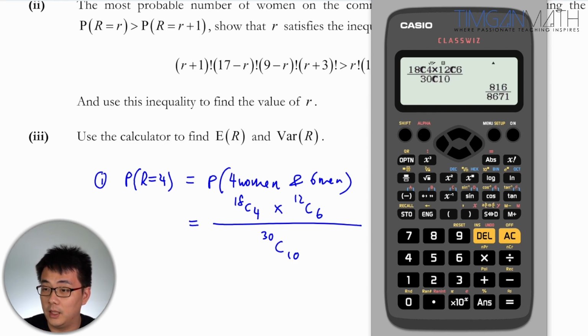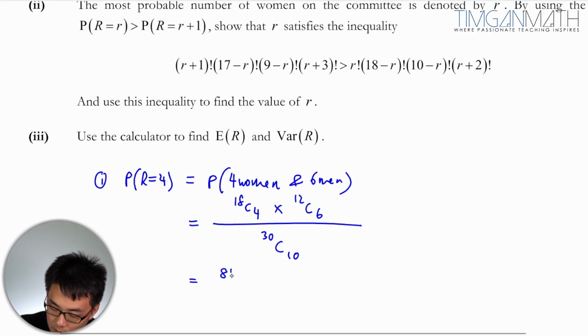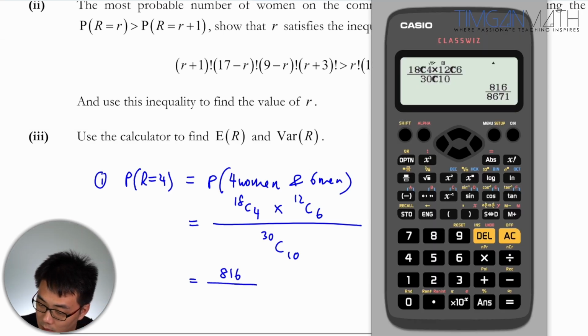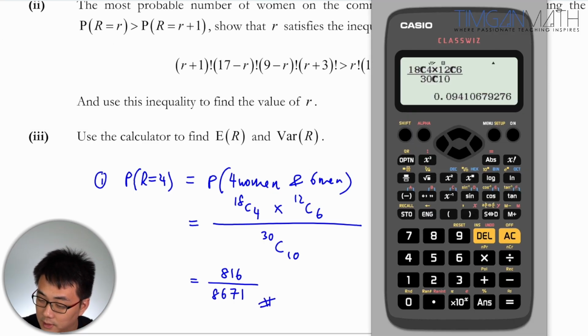Okay, there will be 816. Maybe I'll just write this. I'm just going to write this as 816 over 8671. Okay, so that is the answer.